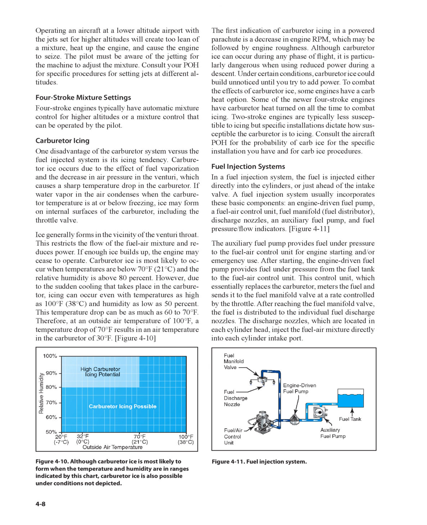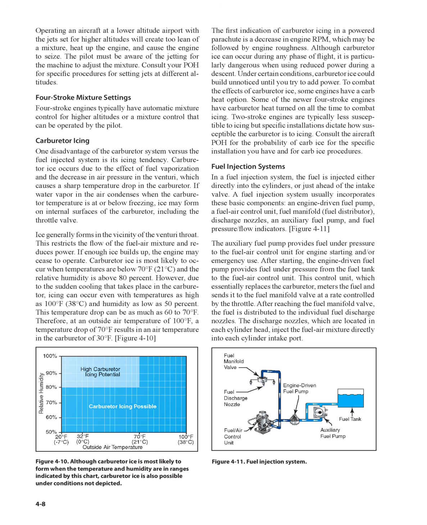Carburetor ice is most likely to occur when temperatures are below 70 degrees Fahrenheit, 21 degrees Celsius, and the relative humidity is above 80%. However, due to the sudden cooling that takes place in the carburetor, icing can occur even with temperatures as high as 100 degrees Fahrenheit, 38 degrees Celsius, and humidity as low as 50%. This temperature drop can be as much as 60 to 70 degrees Fahrenheit. Therefore, at an outside air temperature of 100 degrees Fahrenheit, a temperature drop of 70 degrees Fahrenheit results in an air temperature in the carburetor of 30 degrees Fahrenheit.